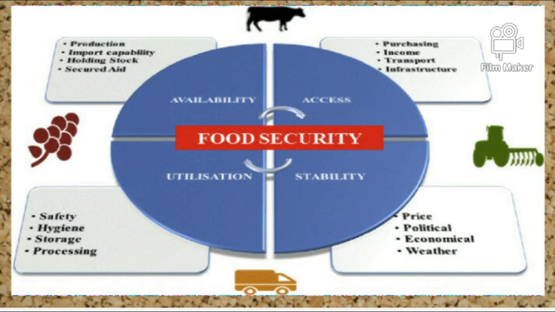So, the third one is utilization. There are safety, hygiene, storage, processing. So, in utilization, people have the knowledge and basic sanitary conditions to choose, prepare, and distribute food in a way that results in good nutrition. So, the last one is stability. So, there are price, political, economical, weather. So, in stability, people's ability to access and utilize food remains stable and sustained over time.